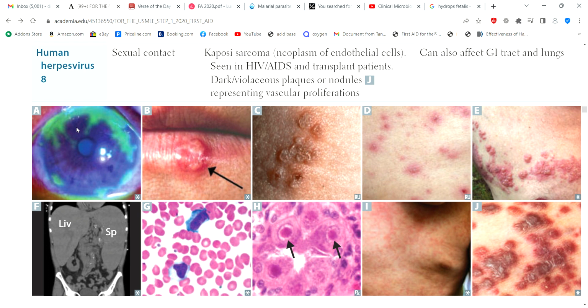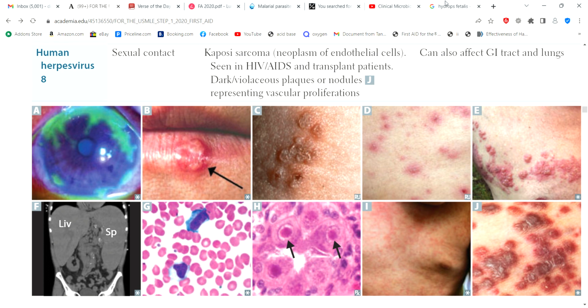Alright. Now, herpes labialis is B. Right here, this is cold sores. It's caused by HSV1. And then you have a herpetic whitlow on the finger, which is common in dentists because they keep touching people's mouths.